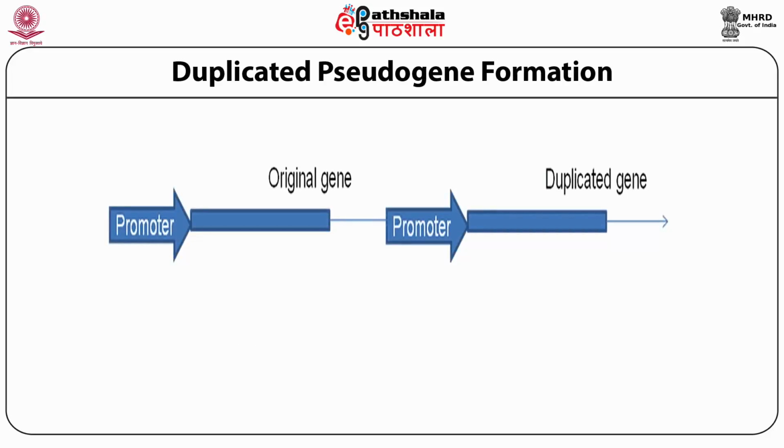Duplicated pseudogenes. DNA duplication generates a copy of the original gene, including introns, promoters and other transcriptional regulatory elements. Cumulative mutations result in the inactivation of the duplicated gene, which becomes the pseudogene.